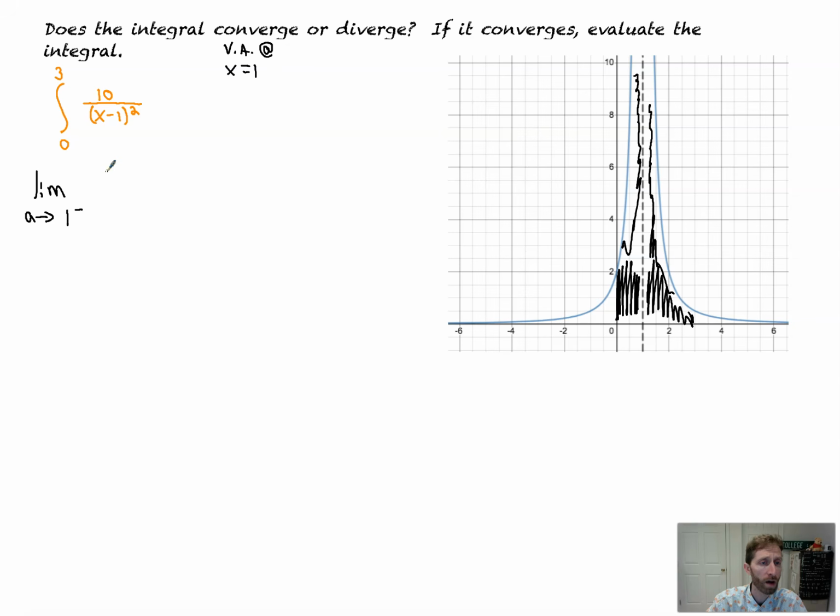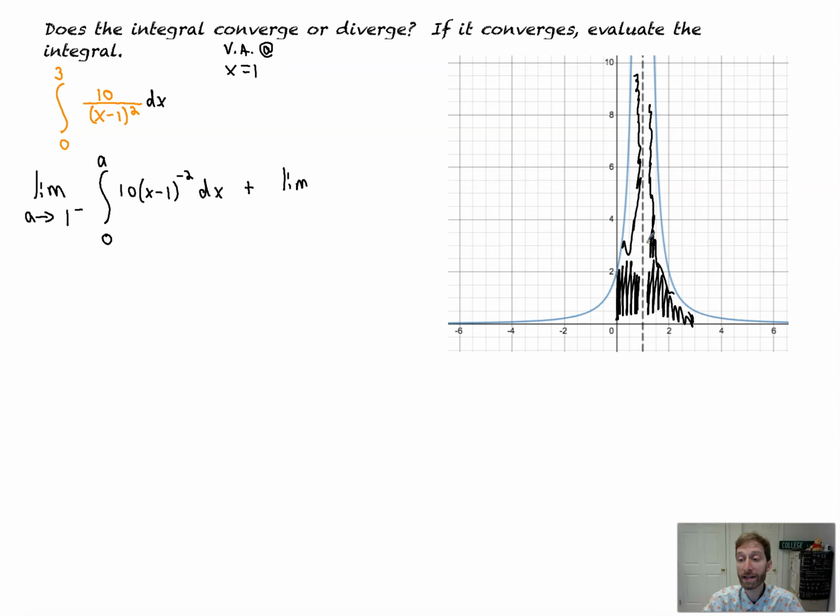And that would be the integral from 0 to a of 10, and I'm going to rewrite that in a way that makes it easier to integrate: x minus 1 to the negative 2 dx. And I suppose there should be a dx there. How about that? Plus the limit.